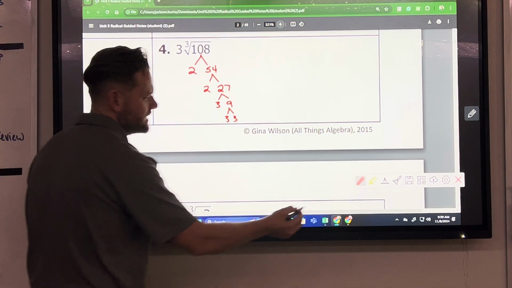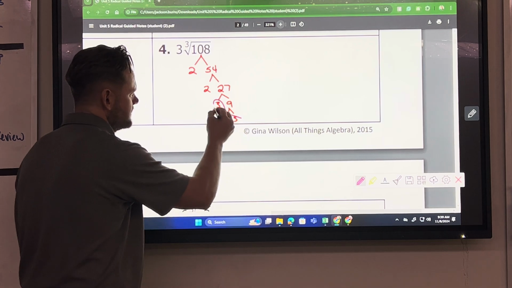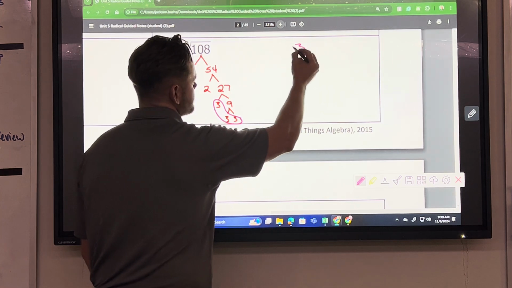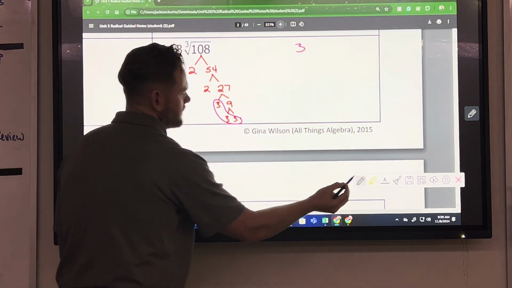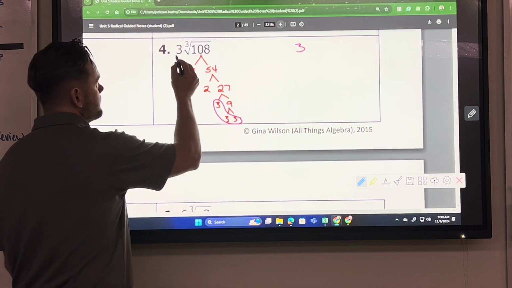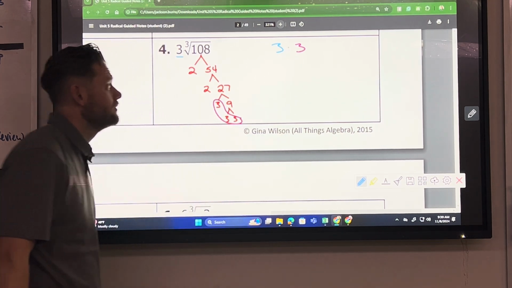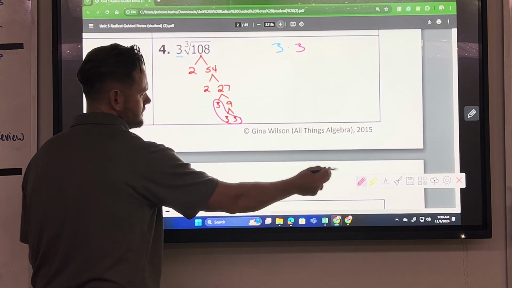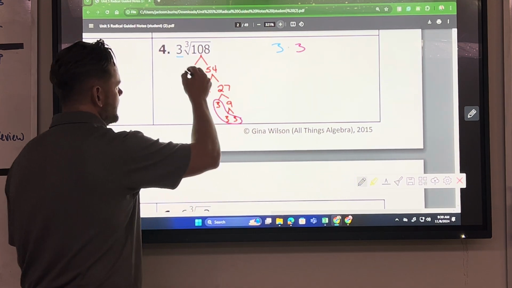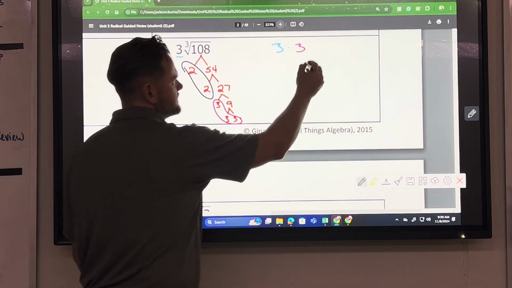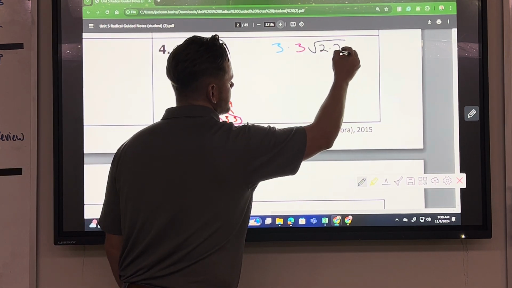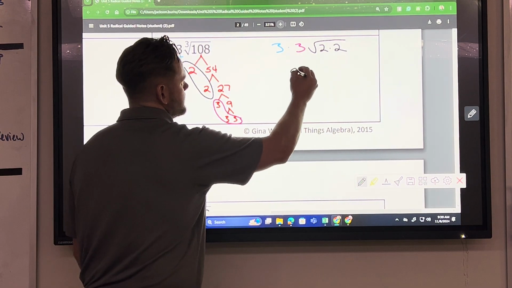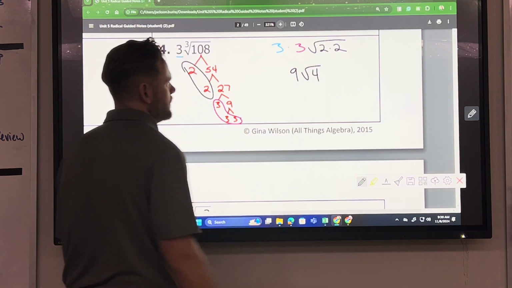So the only set of triplets I have is right here. I have my 3 3's, so I have 3 that I'll be able to take out. Don't forget, I also have my 3 that was my leading, that is already outside. And then underneath the radical, I'm left with these 2. Remember, those are multiplied by each other as well. So on this one, I do end up with 9 root 4.